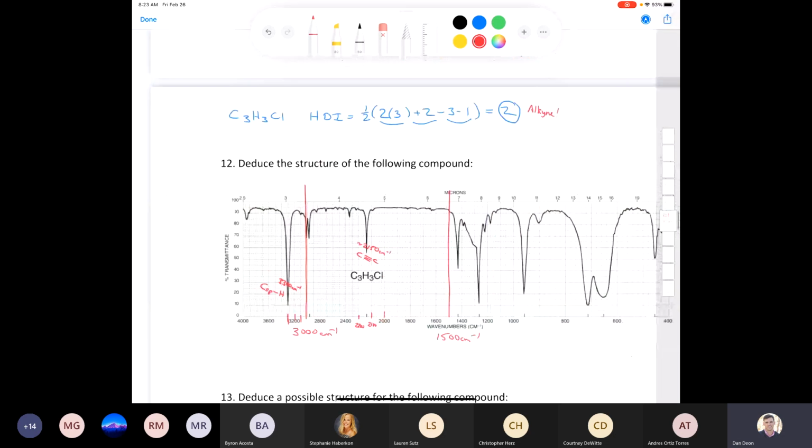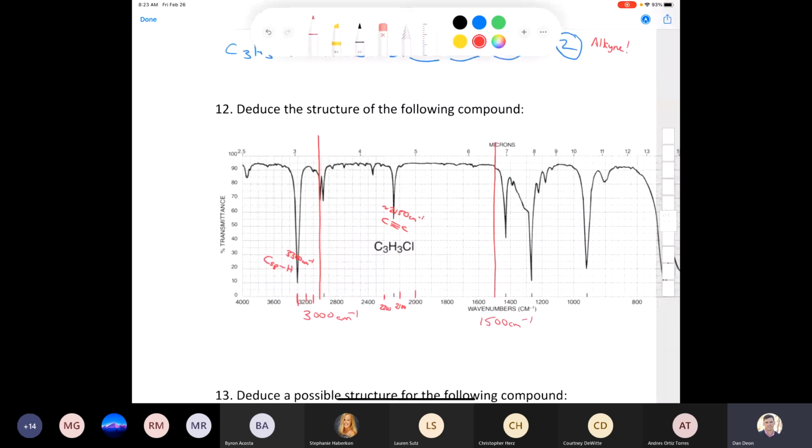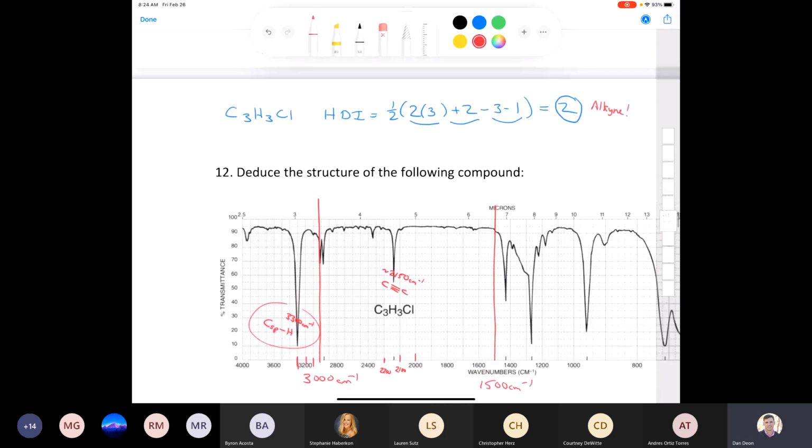So now that we've identified that this compound is an alkyne, and it has an sp hybridized carbon-hydrogen bond, we know that we have this in the molecule. We know that we have a carbon-carbon triple bond, and we know that we have a hydrogen attached over here. Well, if there's only 3 carbons in the molecule, there aren't many possibilities, right? We have a carbon here, we have a carbon here, and we've got 1 more carbon, and it's going to have to be attached over here.